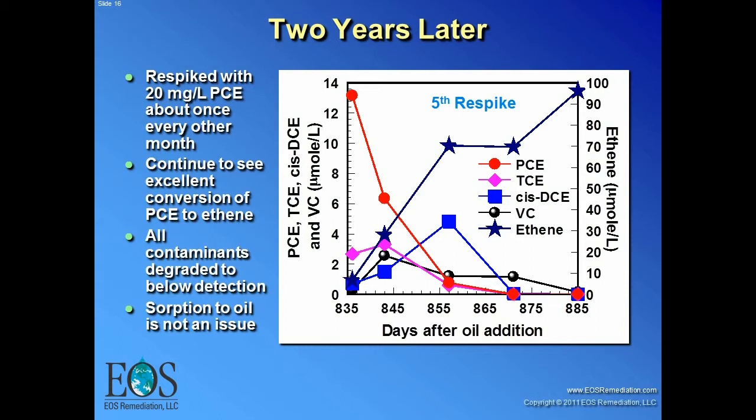We respiked with more PCE. And actually, the graph I'm showing you here is the fifth respike. We added more PCE. And you can see the PCE goes down. That's that red line. We made a little bit of TCE, a little bit of DCE, a little bit of vinyl chloride, but then eventually made a whole bunch of ethene.